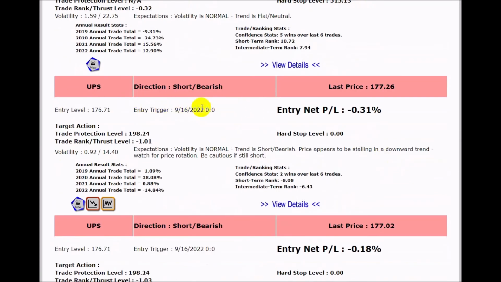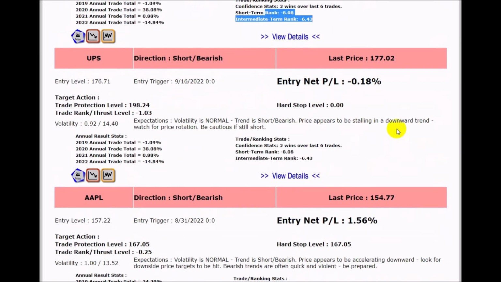UPS, we have a short from about 4 days ago. Trade protection levels holding up okay. Negative ranking means you'd only probably trade 20 or 30% of your position.